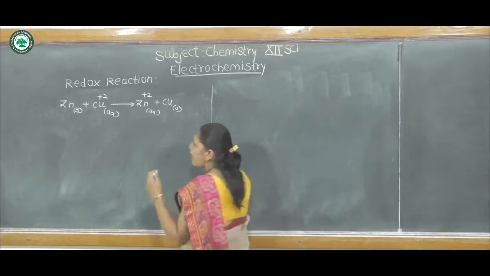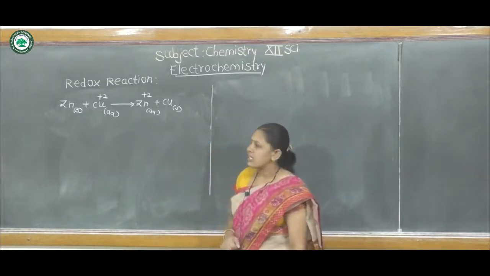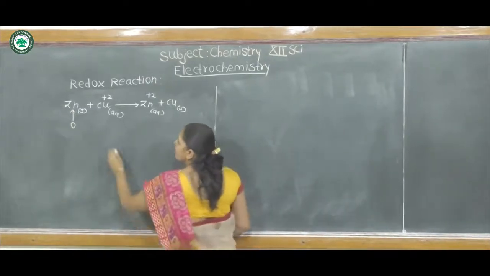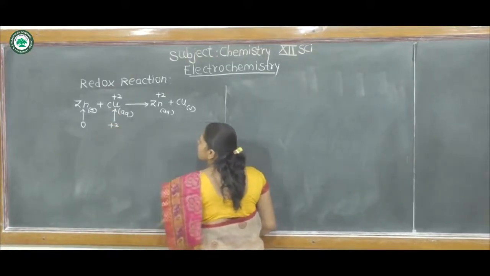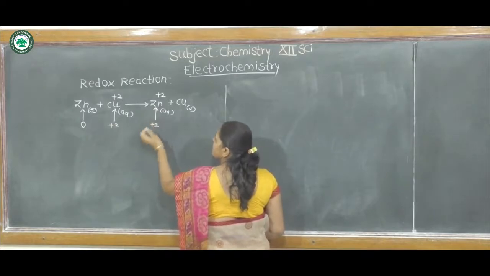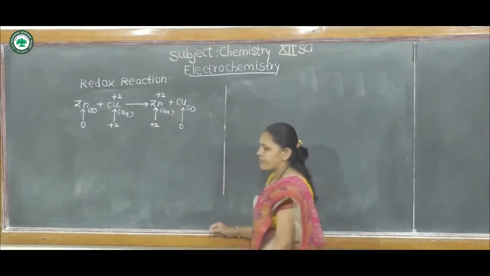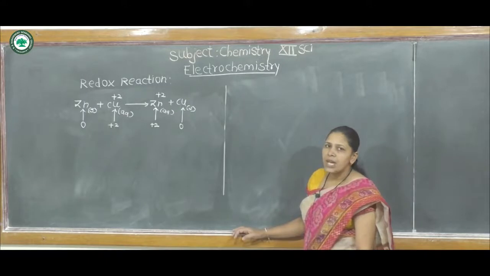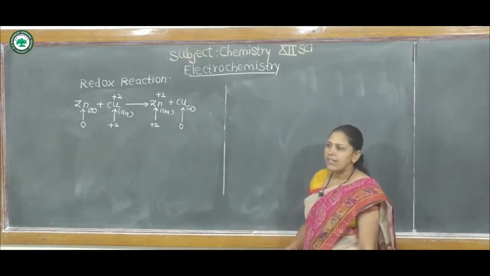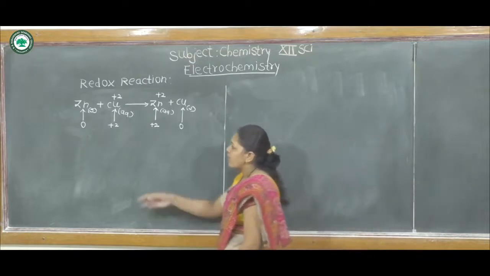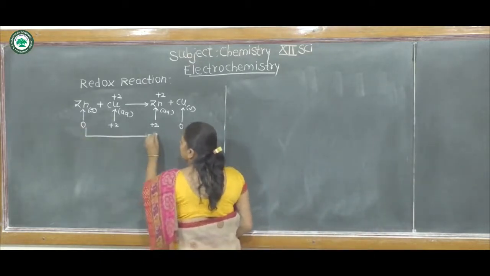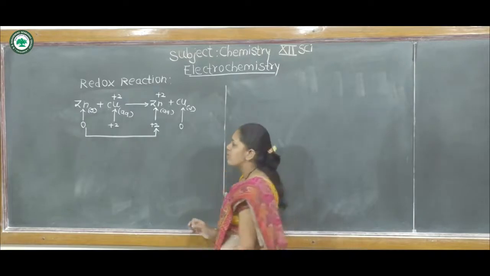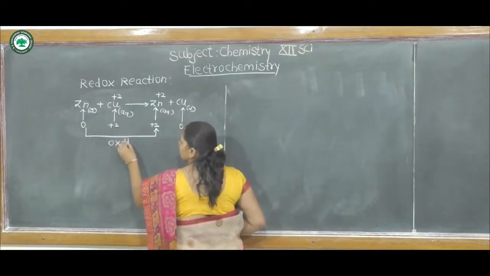Then how do these two reactions take place simultaneously? See here. The oxidation state of zinc is 0. The oxidation state of Cu2+ is +2. The oxidation state of Zn2+ is +2, and the oxidation state of copper is 0. From oxidation state, we can easily determine which species undergoes oxidation and which species undergoes reduction. Here, the oxidation number of zinc increases from 0 to +2, that means it undergoes oxidation.